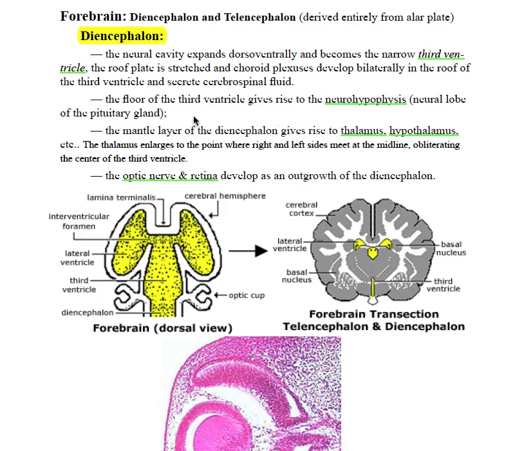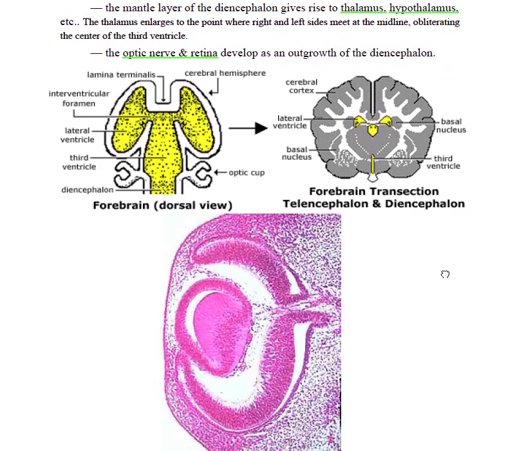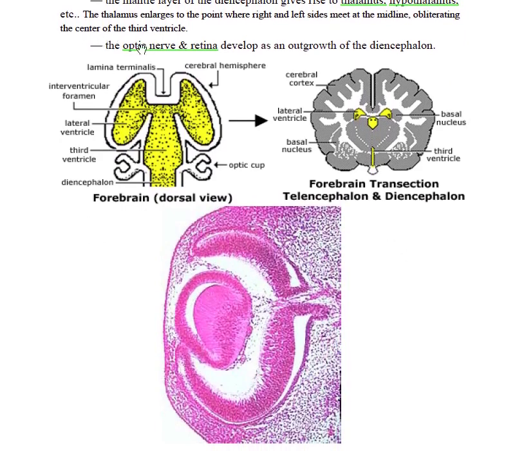The mantle layer of the diencephalon gives rise to gray matter, the thalamus, hypothalamus, etc., that surrounds the third ventricle, which is narrow in the center. It is significant that the optic nerve and retina develop as outgrowths of the diencephalon. So here we see a stalk growing out, forming an optic cup, and here we see a section through an actual optic cup. The stalk is the optic nerve. The optic cup gives rise to the retina.